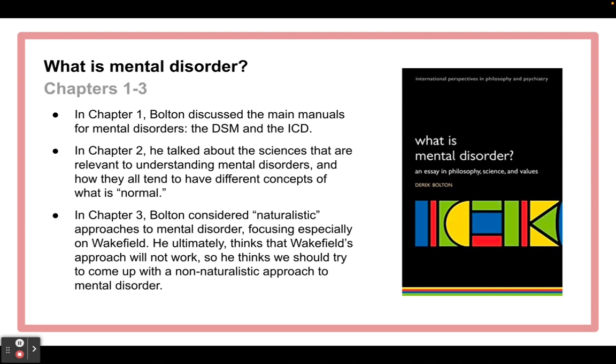And in the last chapter, chapter 3, Bolton considers, quote, naturalistic approaches to mental disorder. I'm going to go into a little bit what that means in this video, but he mainly focuses on the theories of Jerome Wakefield in that chapter, and he ultimately thinks that Wakefield's approach will not work. So that's what prompts this fourth chapter, which is about taking a non-naturalistic approach to mental disorder.